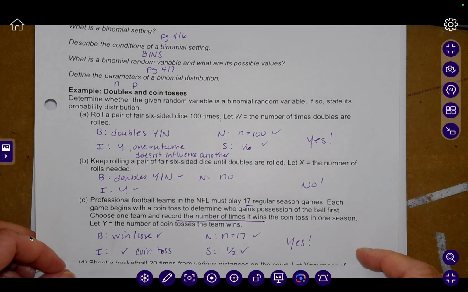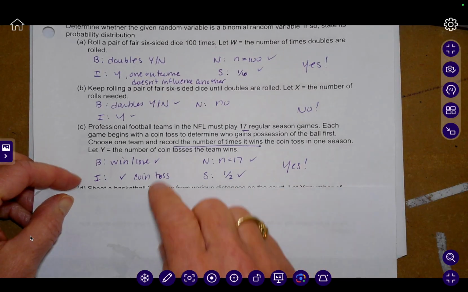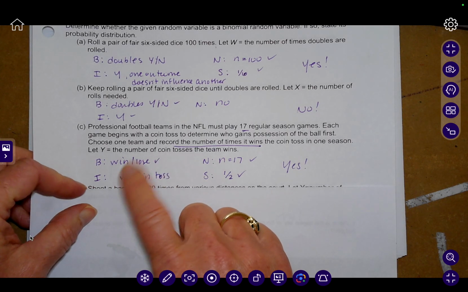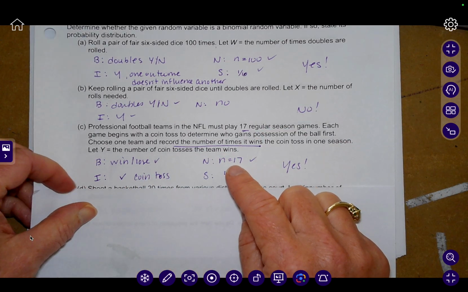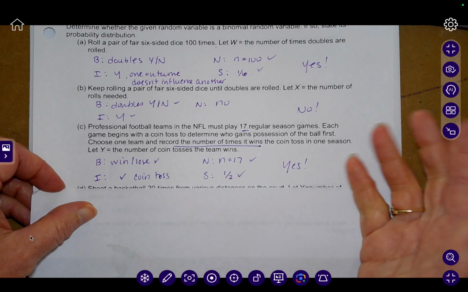The next one will be binomial, the football one. It's binary, they either win or lose. It's a coin toss, so the coin is independent. There is a fixed number of trials, and the probability of success is always 1/2.